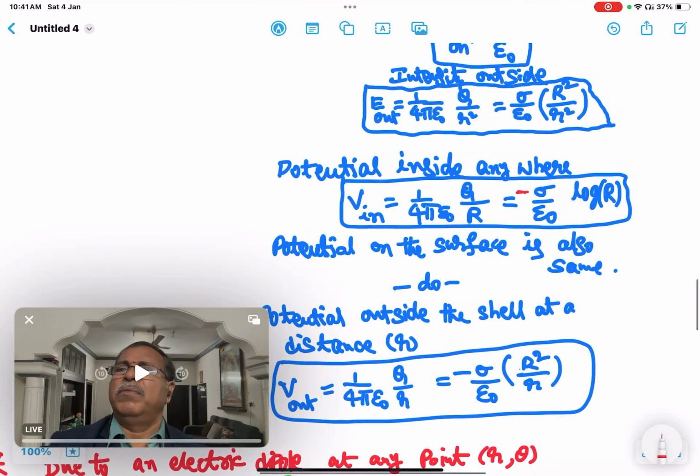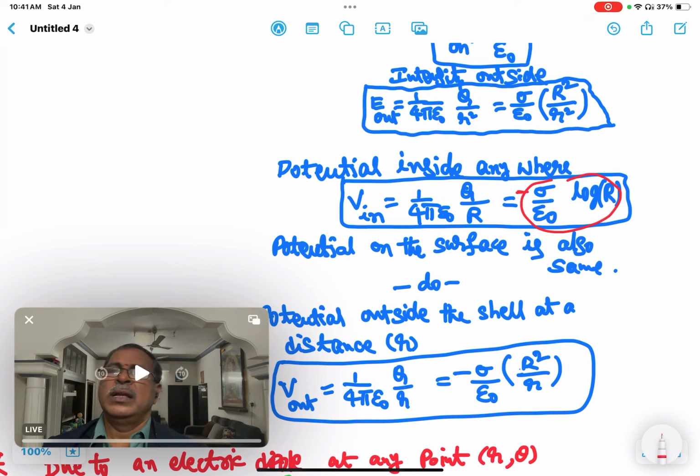Of course, we cannot expect this here. Just observe q by R. Potential on the surface is also the same formula, q by capital R. Inside anywhere and on the surface of a spherical shell, the potential is the same. So the potential at the center, on the surface, and anywhere inside is the same everywhere. We can call it an equipotential surface. The potential at any point is the same inside and on the surface.